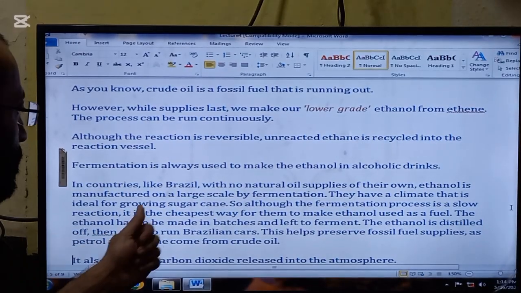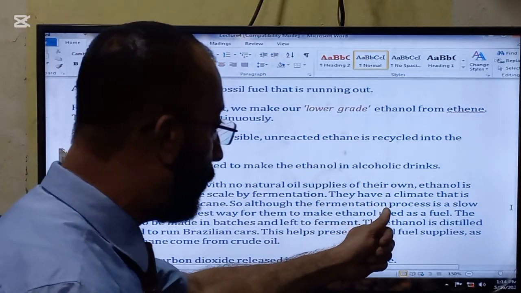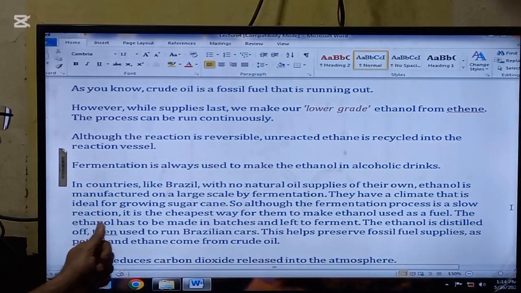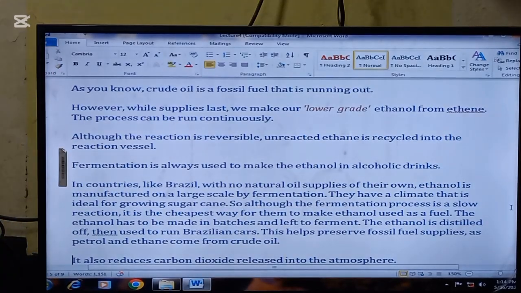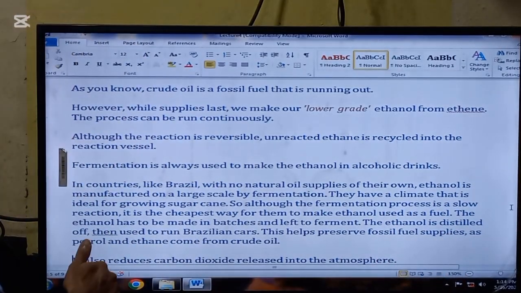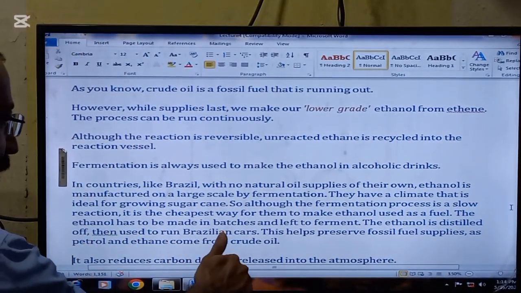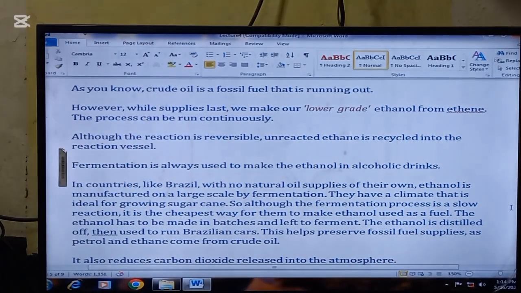In countries like Brazil, with no natural oil supplies of their own, ethanol is manufactured on a large scale by fermentation. They have a climate that is ideal for growing sugarcane. So although the fermentation process is a slow reaction, it is the cheapest way for them to make ethanol used as a fuel.